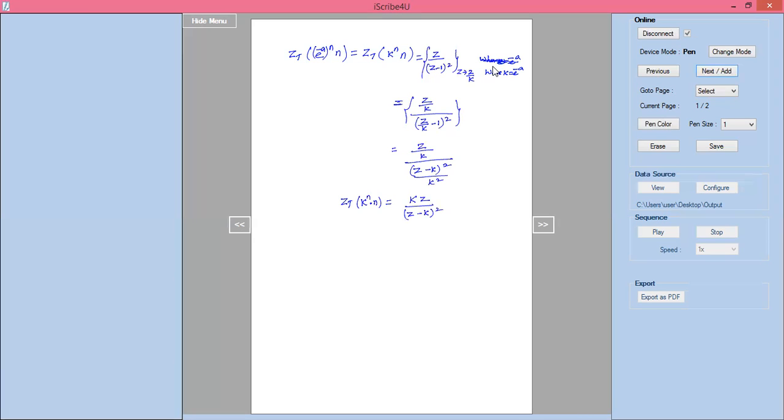Kz divided by (z minus k) whole square. What is that k? Already we know that k is nothing but the Z transform of (e power minus a) whole power n into n, which is e power minus a into z divided by (z minus e power minus a) whole square, which is the required solution for the given equation. Any doubts in this? Right.